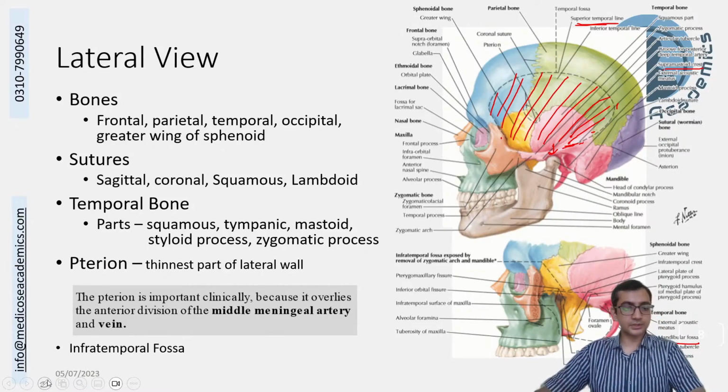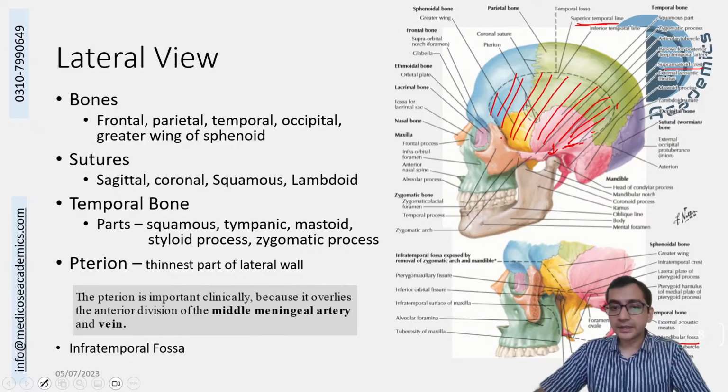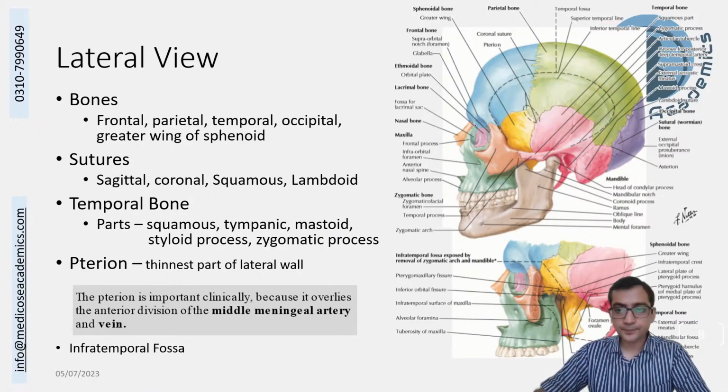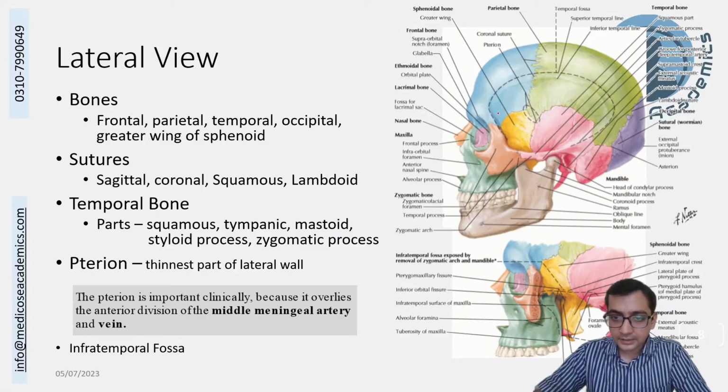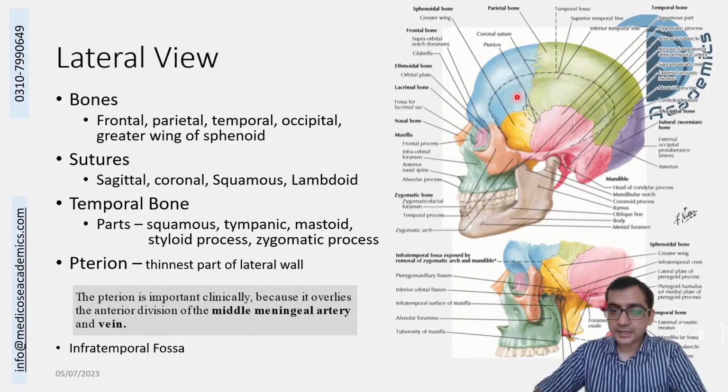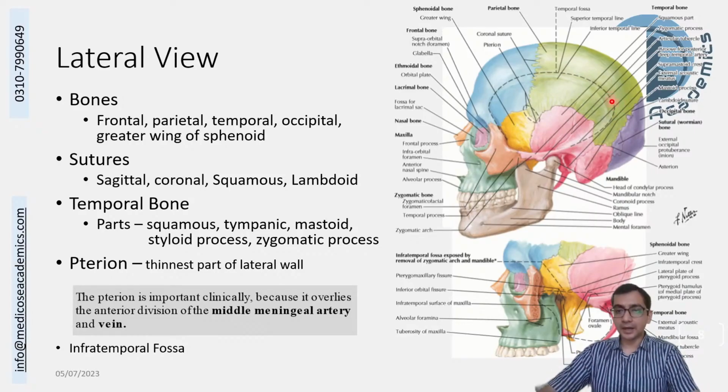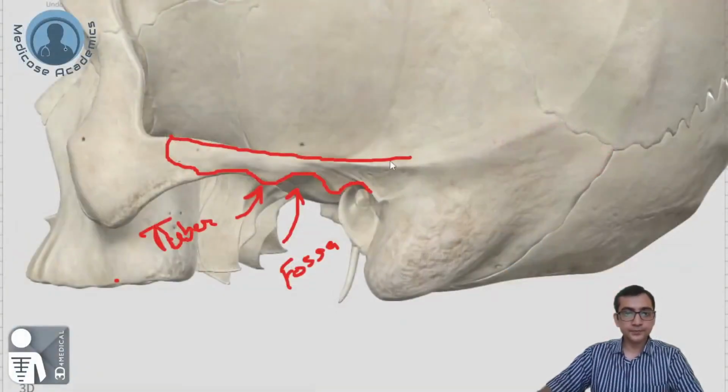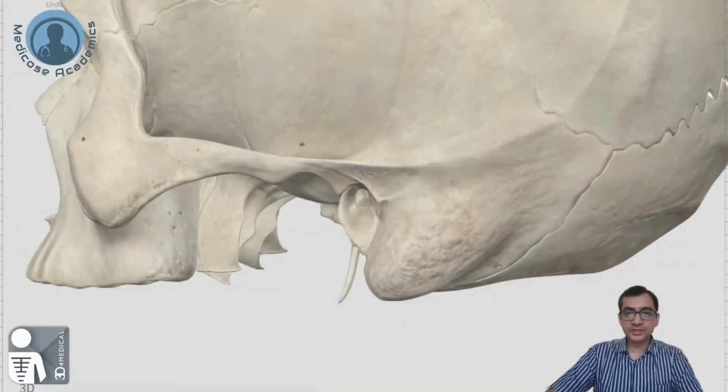Just below this area is the infratemporal fossa. Sorry, the inferior temporal line. Just below and parallel to the superior temporal line, you may be able to see the inferior temporal line. It is present throughout, but it is a little vague and may end earlier than the superior temporal line. So these are the temporal lines. Let me show you the temporal lines right here.